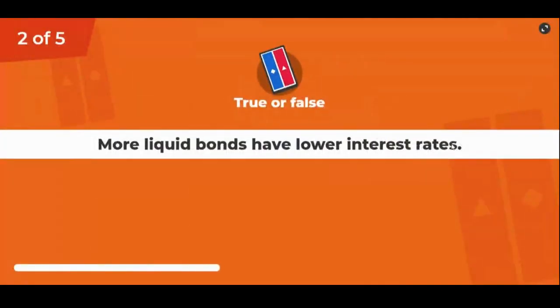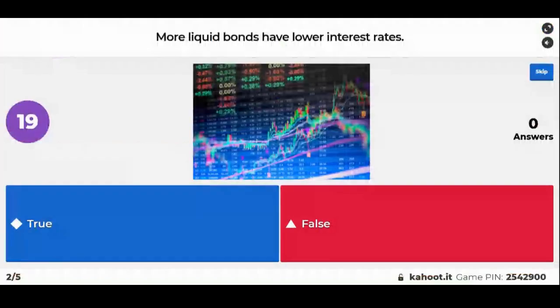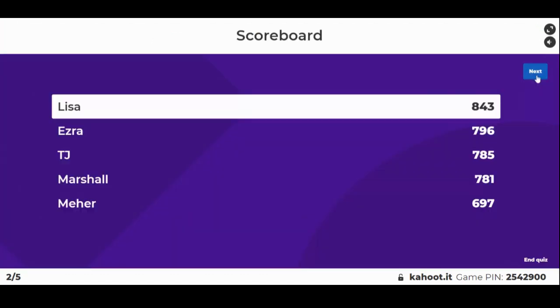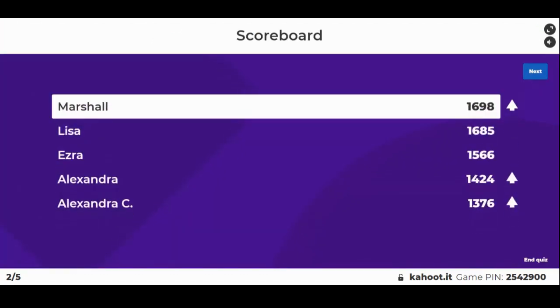Next, this is a true or false: more liquid bonds have lower interest rates. Is liquidity a good thing or a bad thing? Almost out of time. There we go. Most of you got that right. Good. Now Marshall is up top.